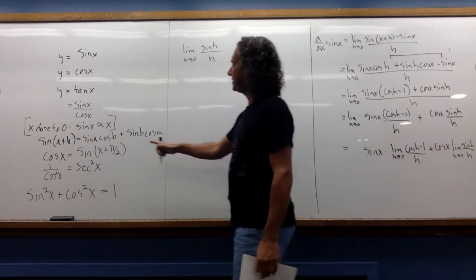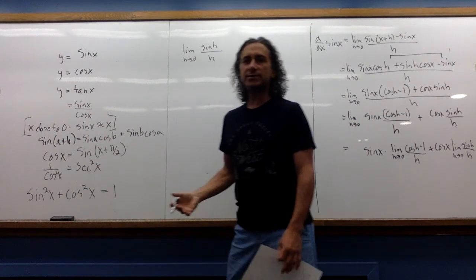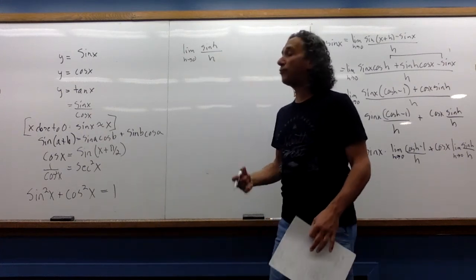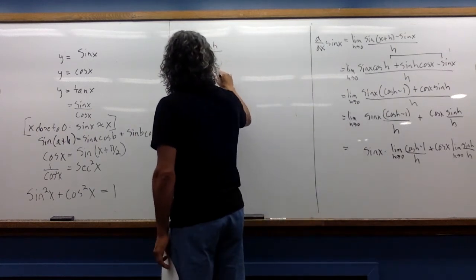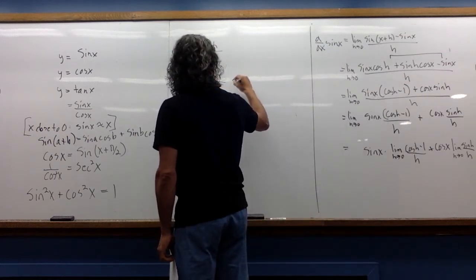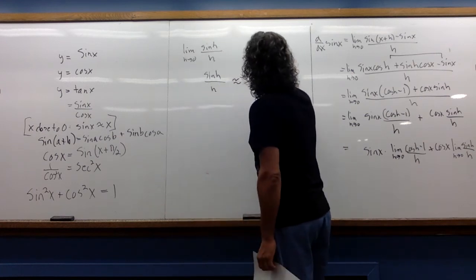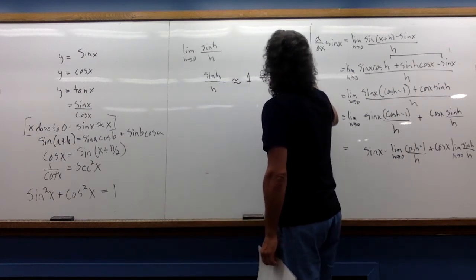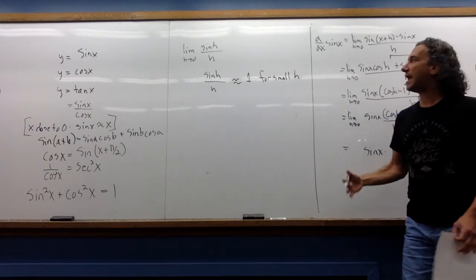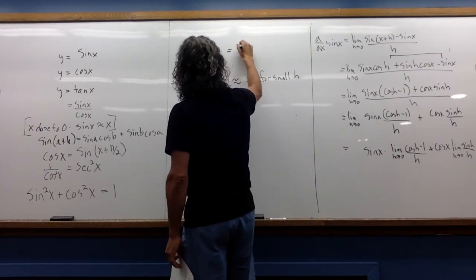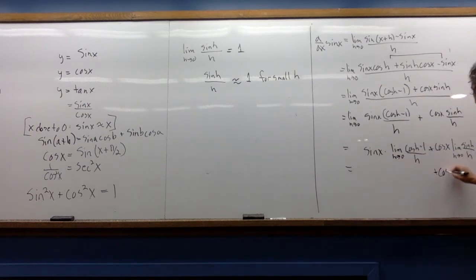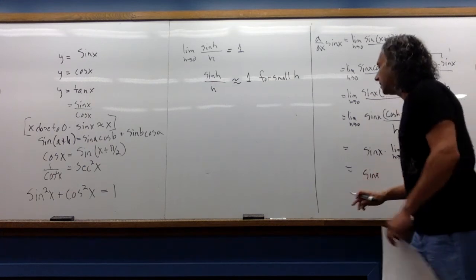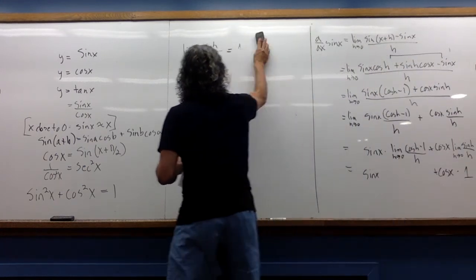Well, hopefully you said sine of x is approximately x if x is close to 0. So sine of h is approximately h when h is close to 0. Sine of h over h is then going to be approximately 1 for small h. Therefore, as h goes to 0, that limit is going to be 1. So this is cosine of x times 1. Okay, let's take a look at the other piece.